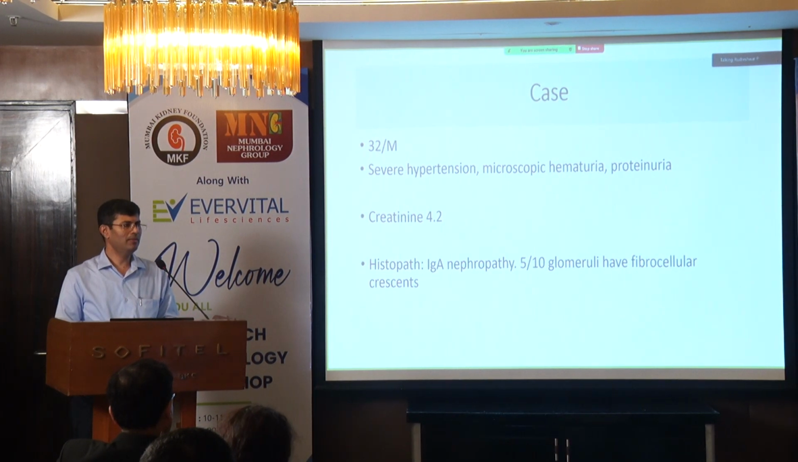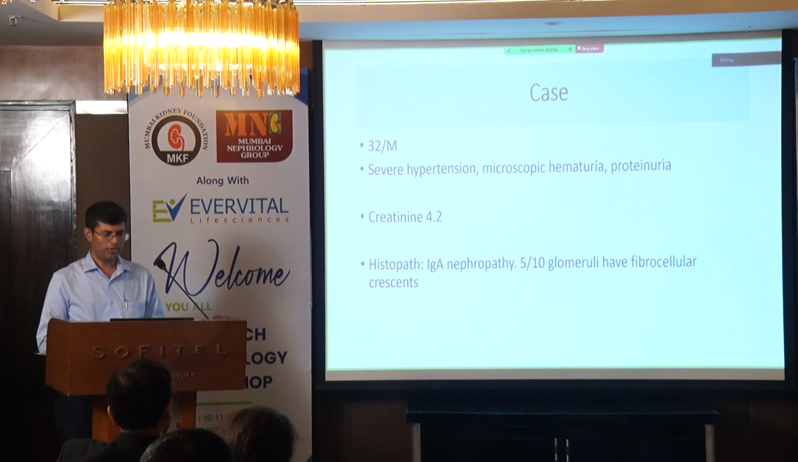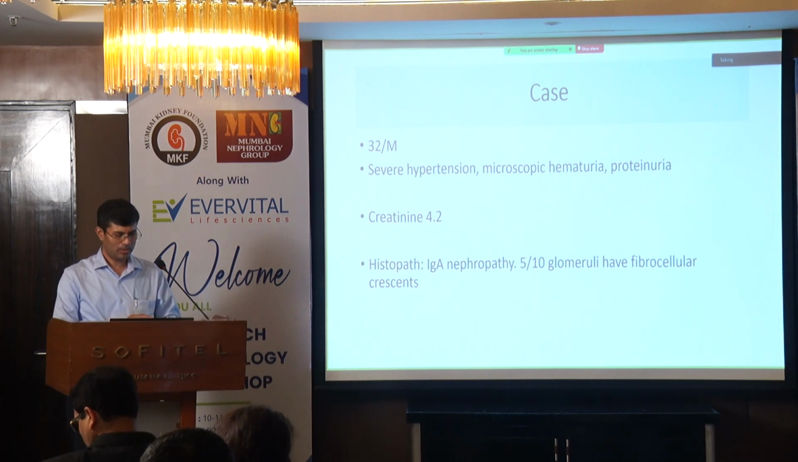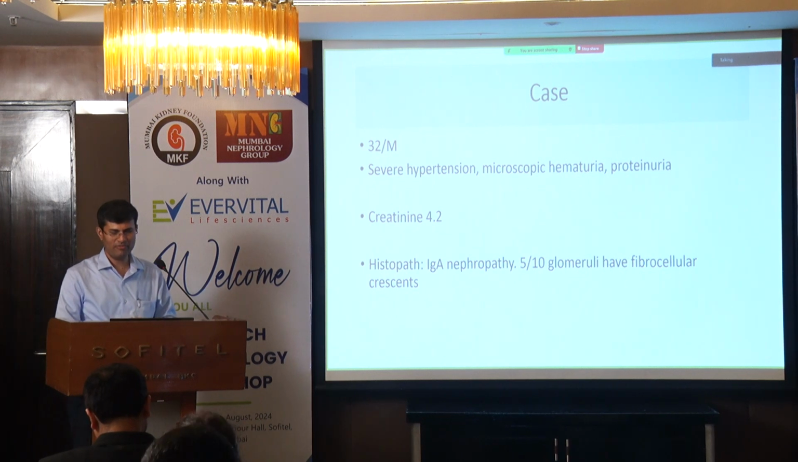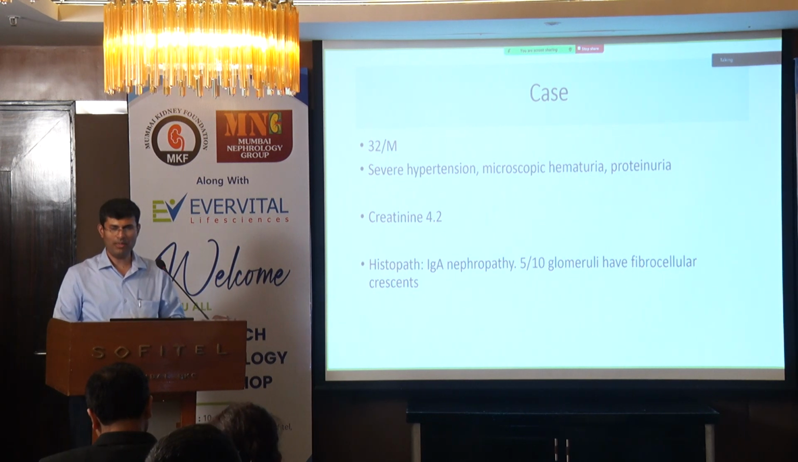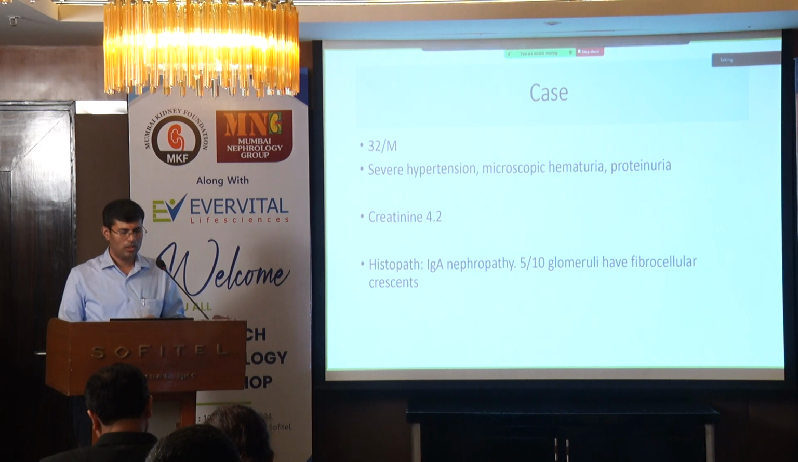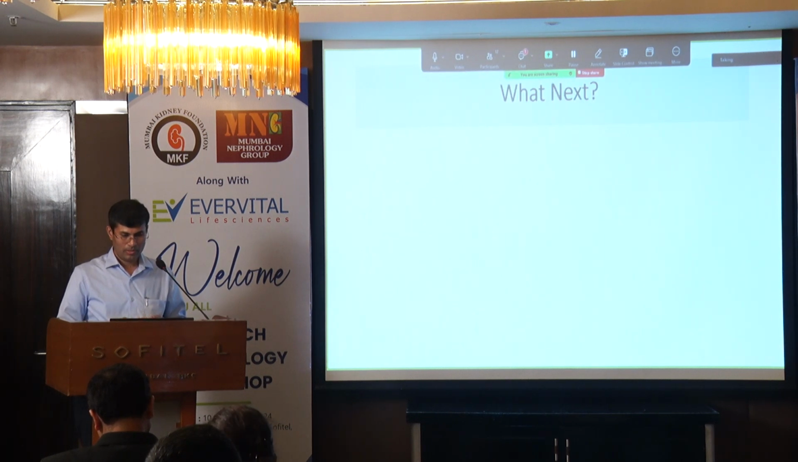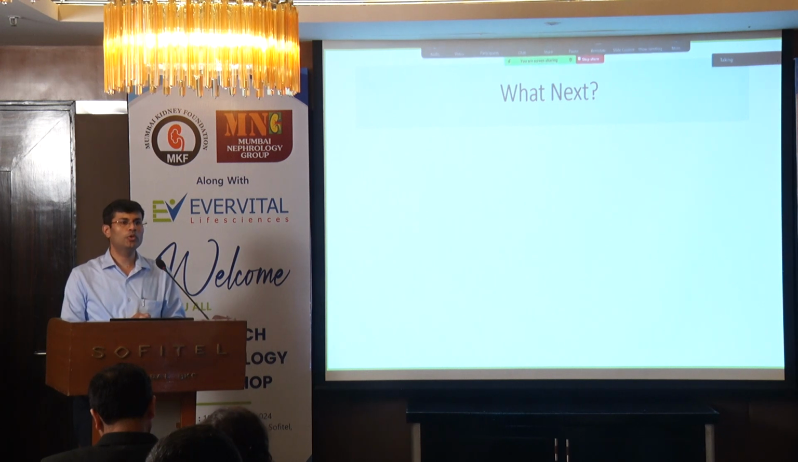This is a young man who presents with hypertension, microscopic hematuria and proteinuria. His creatinine is 4.2. You investigate him thoroughly and conduct a kidney biopsy. The biopsy comes back as IgA nephropathy and 5 of the 10 glomeruli have fibrocellular crescents. So this is the young guy you want to treat, and then what next? What do you do?